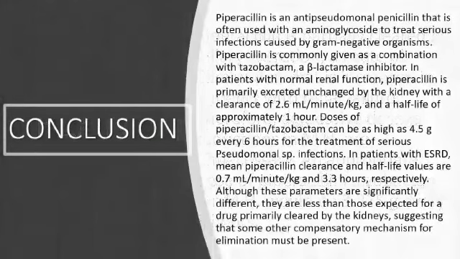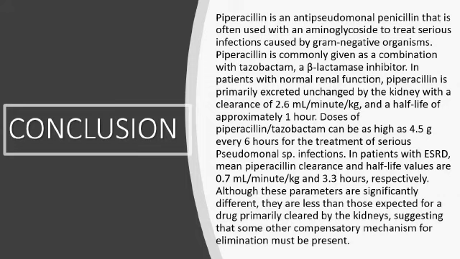Conclusion: piperacillin is an anti-pseudomonal penicillin that is often used with an aminoglycoside to treat serious infections caused by gram-negative organisms. Piperacillin is commonly given in combination with tazobactam, a beta-lactamase inhibitor. In patients with normal renal function, piperacillin is primarily excreted unchanged by the kidney with a clearance of 2.6 milliliters per minute per kg and a half-life of approximately 1 hour.